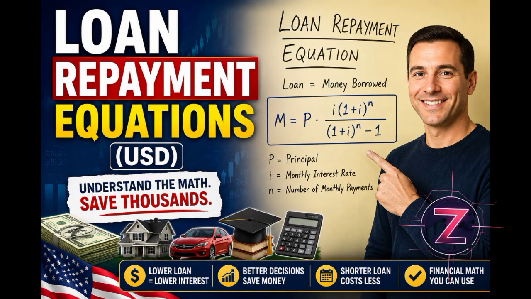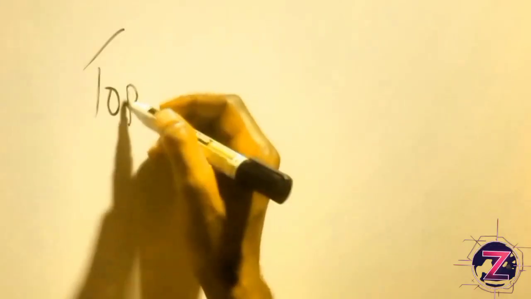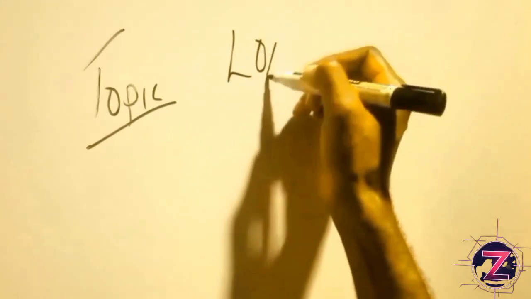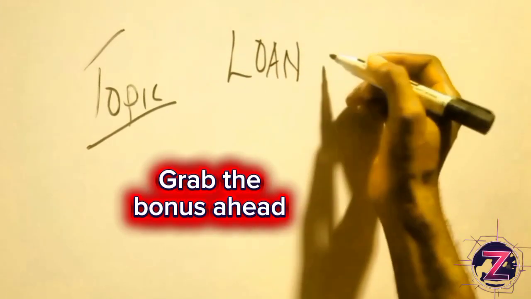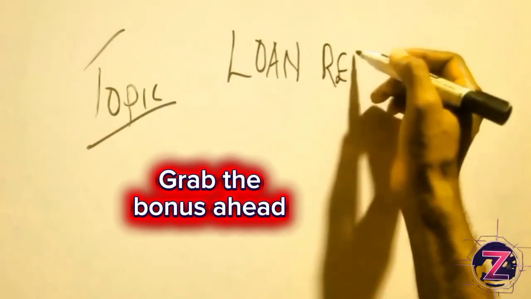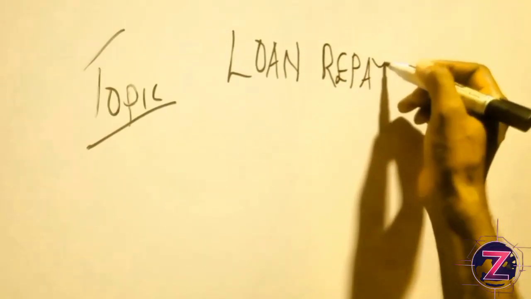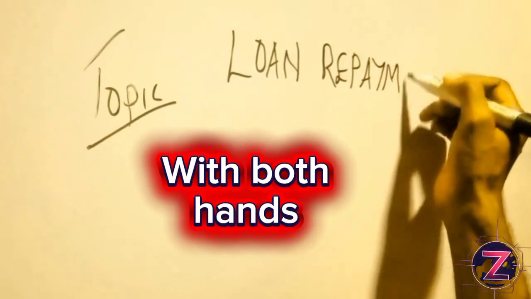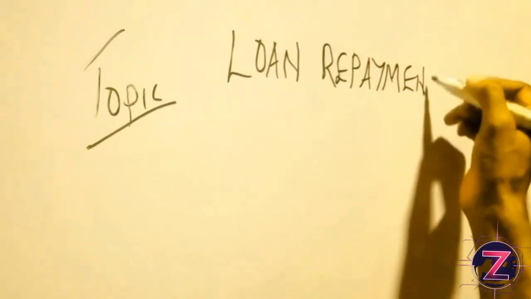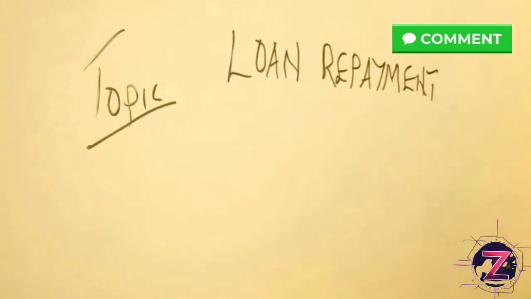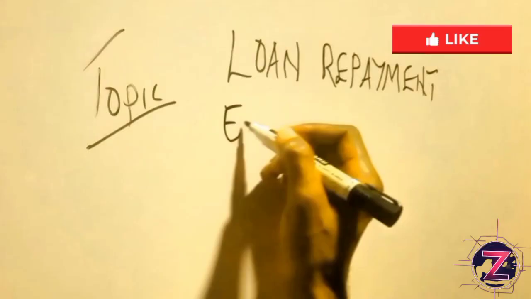Every loan follows the same mathematical path. Listen carefully. If you understand the equation, you will understand the true cost of that loan. Financial mathematics isn't just about solving equations. It helps you make smarter financial decisions that can save thousands of dollars over your lifetime.